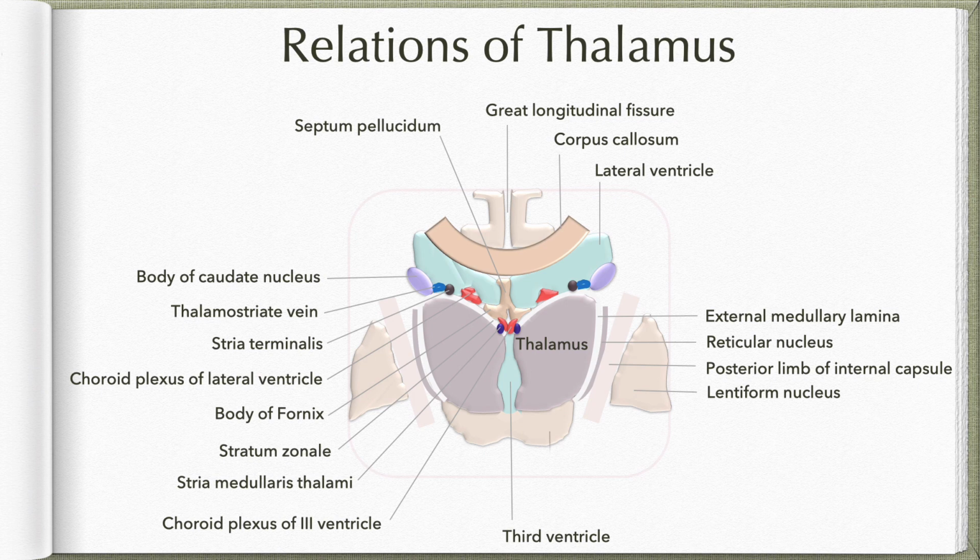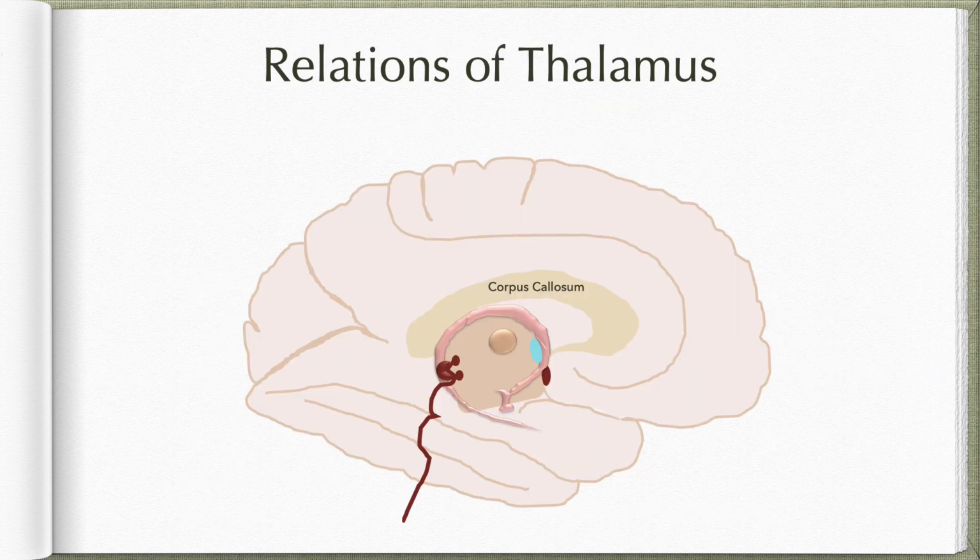Inferior surface of the thalamus is related to hypothalamus and subthalamus. The upper surface of the thalamus as well as anterior end of the thalamus is related to fornix.